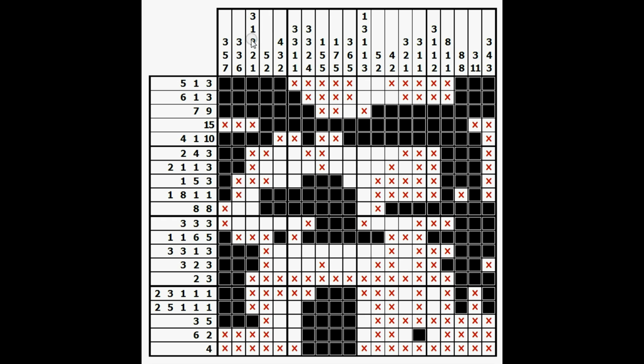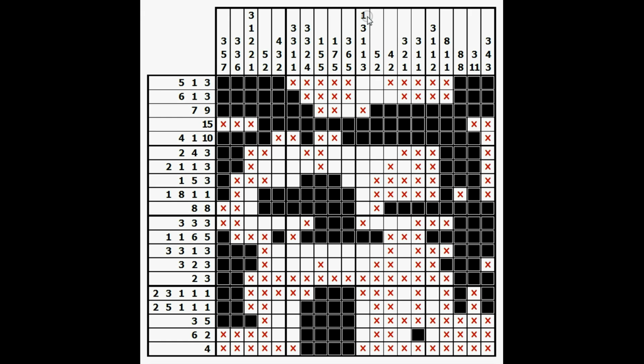All right, let's see. Here we have 3, 3, 6, 3, 3, 6. So that means these should be filled in with X's. Our 8 still fits there. That doesn't do us any good. Our 3 still fits there. That does us no good. 1, 2, 3, X. No, that does us no good.